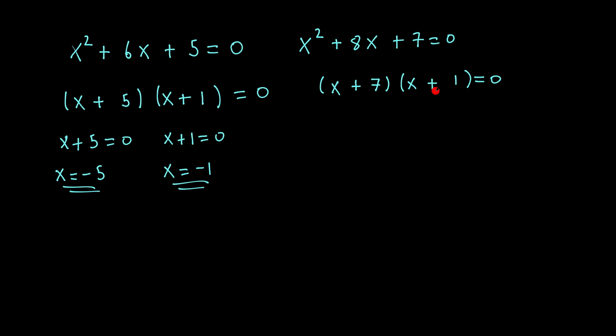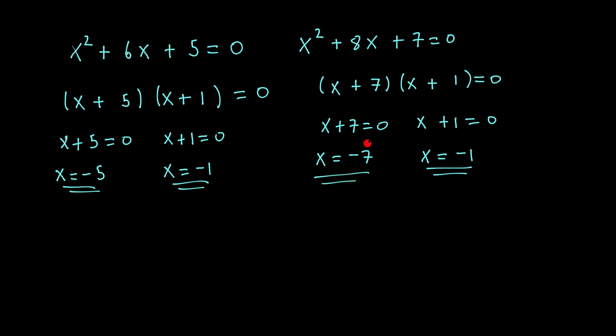So therefore, now I have two possibilities again. So either x plus 7 is equal to 0 or x plus 1 is equal to 0. And if x plus 7 is equal to 0, that means x must be minus 7. And if x plus 1 is equal to 0, that means x must be minus 1. And that will be my two solutions for this quadratic equation.